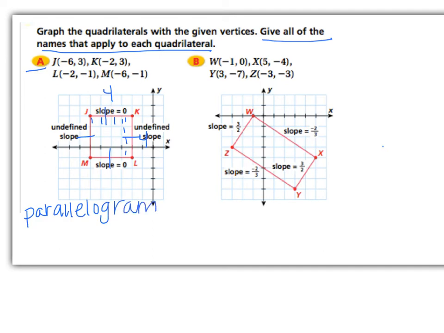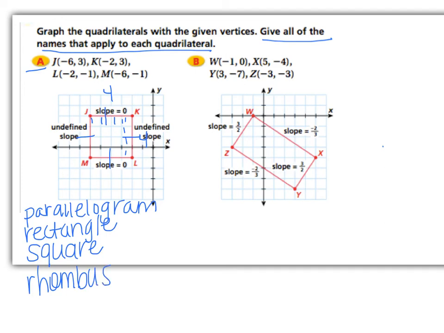We can also say that this is a rectangle because of the 90-degree angles. This is also a square because the sides and the angles are all the same. And finally, it is also a rhombus.